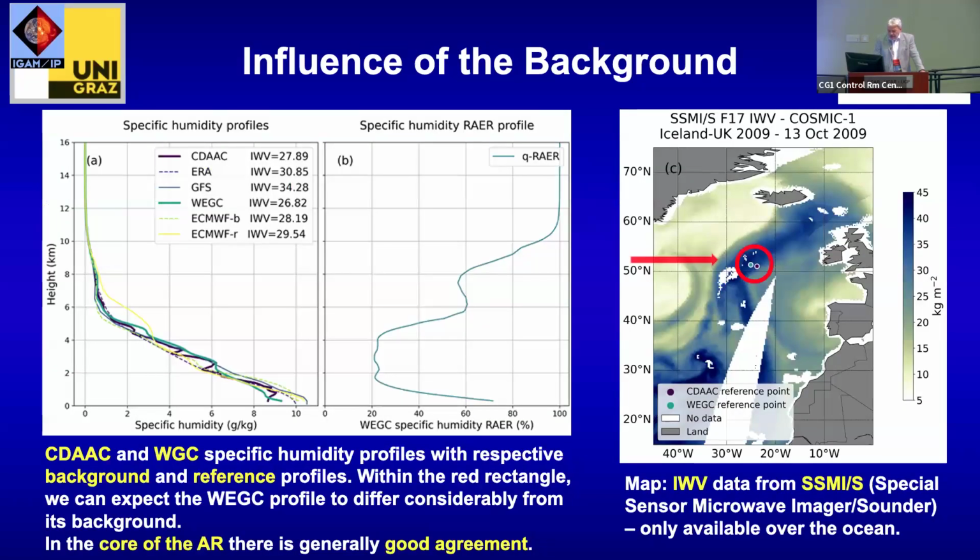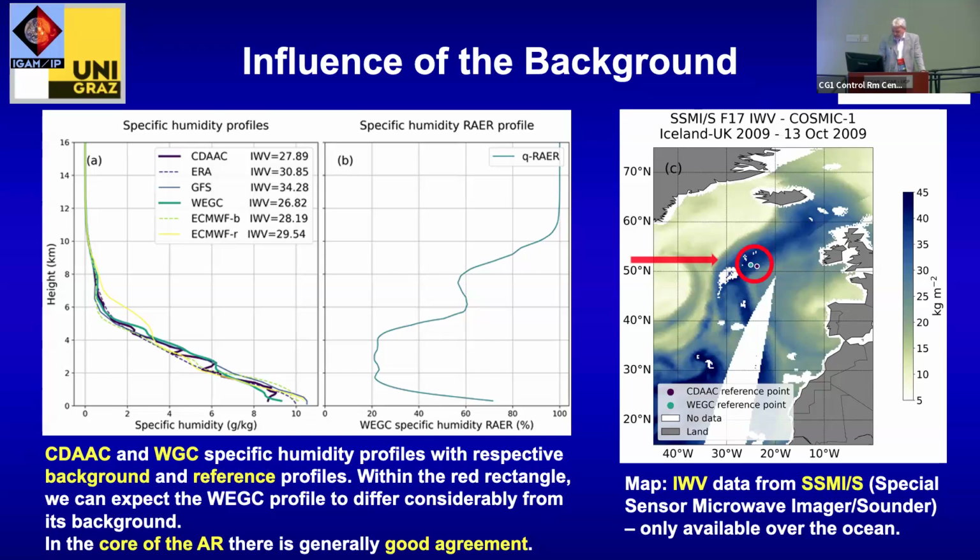And now here I show a few examples. I just focus on this here. So we have CDAC and Wegener Center specific humidity profiles. CDAC is always here in violet, and Wegener Center is in green here. And together with that, I have the background profile and the respective reference profiles that have been used.